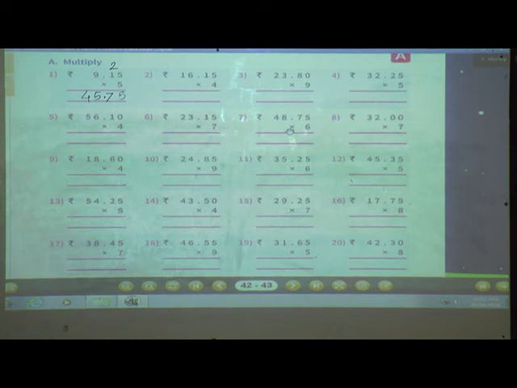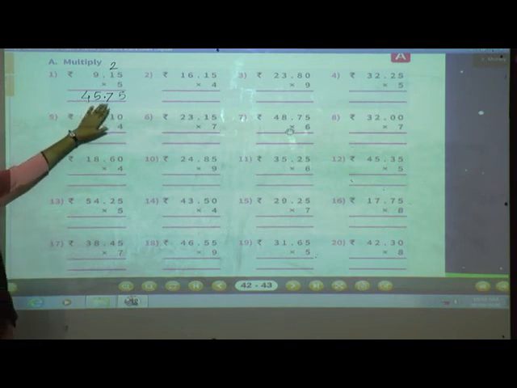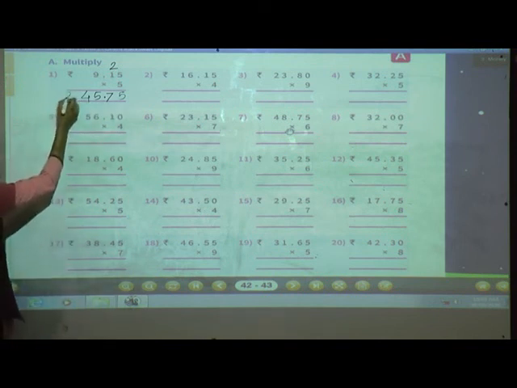What you have to do? From the right side, before the second digit you have to give a dot. Okay, so in this way here we got the answer, 45.75 rupees.